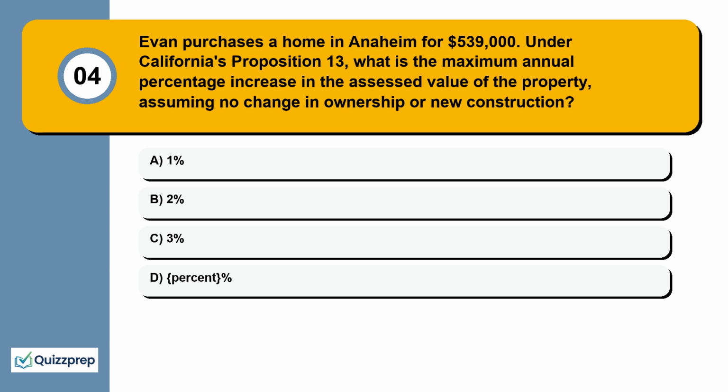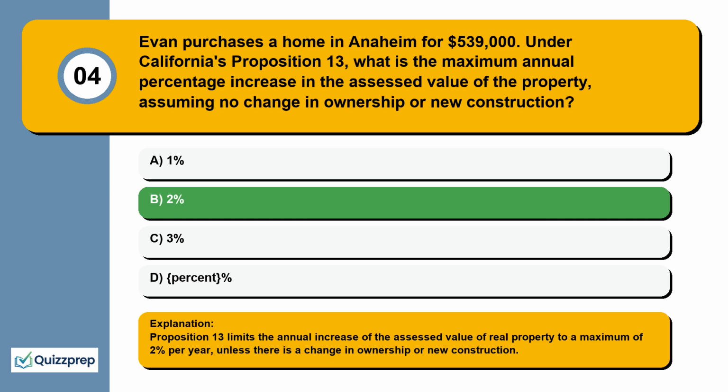Question 4. Evan purchases a home in Anaheim for $539,000. Under California's Proposition 13, what is the maximum annual percentage increase in the assessed value of the property, assuming no change in ownership or new construction? 1%, 2%, 3%, 4%. Proposition 13 limits the annual increase of the assessed value of real property to a maximum of 2% per year, unless there is a change in ownership or new construction.